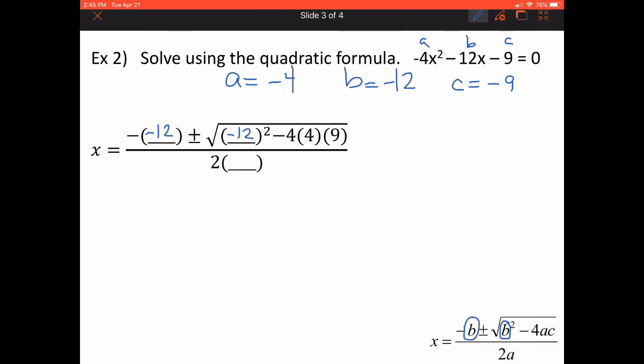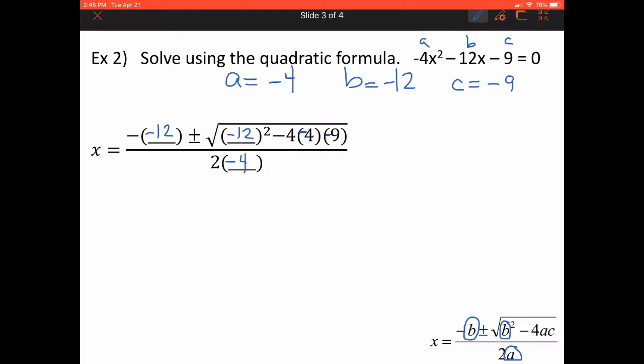It looks like I already have the -4 a and c. Oh, looks like the a and the c are missing the negative signs. Okay, a was -4 and c was -9, and then all over 2 times whatever the a was, a is -4.